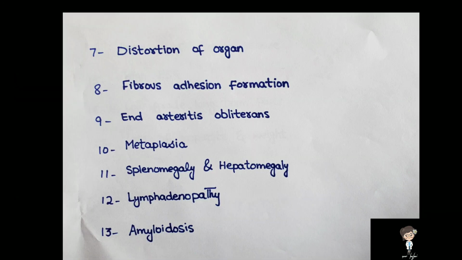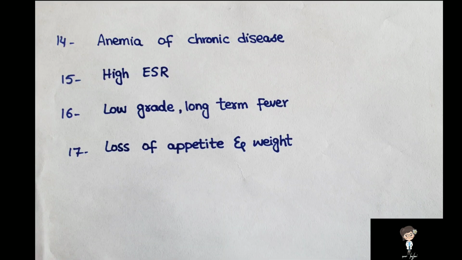distortion of organ, fibrous adhesion formation, and arteritis obliterans, metaplasia, splenomegaly and hepatomegaly, lymphadenopathy, amyloidosis, anemia of chronic diseases, high ESR, low-grade long-term fever, and loss of appetite and weight.